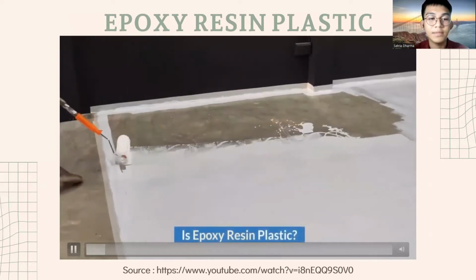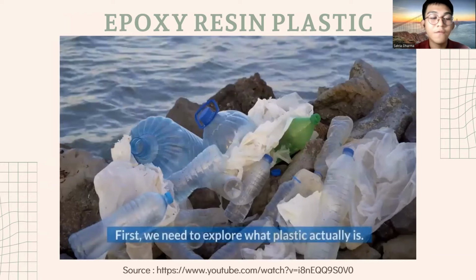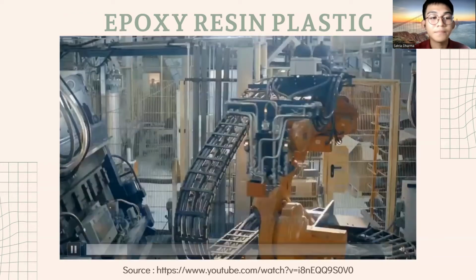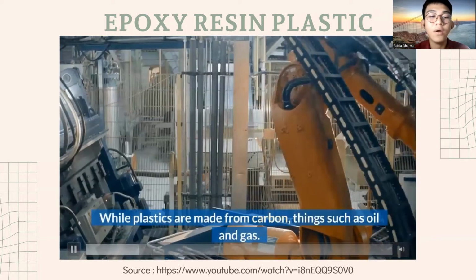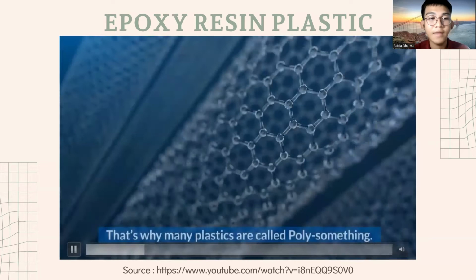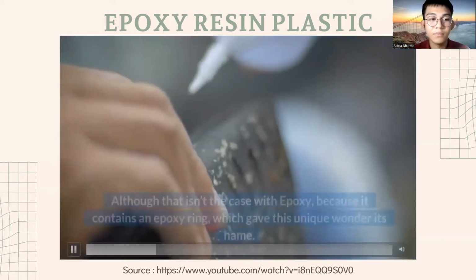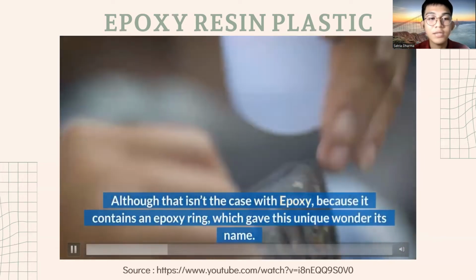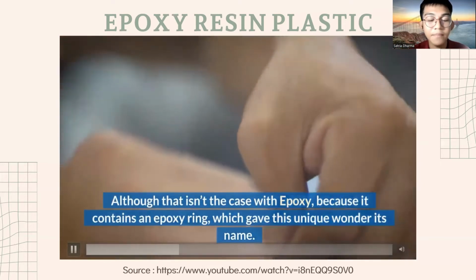Explore resin plastic. So this is the epoxy resin plastic. First, we need to explore what plastic actually is. Plastics are made from carbon, things such as oil and gas. That's why many plastics are called poly-something. Although that isn't the case with epoxy, because it contains an epoxy ring, which gave this unique material its name.